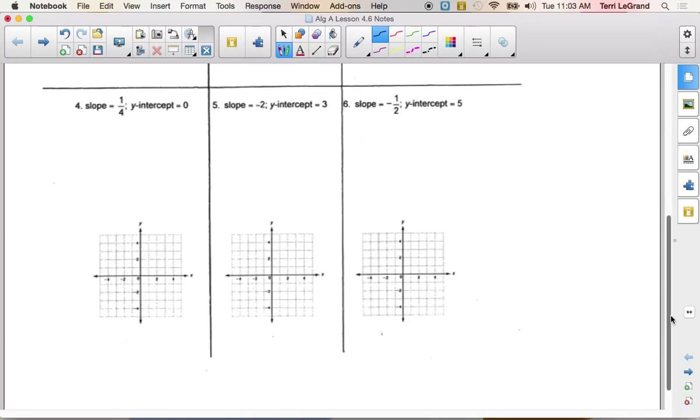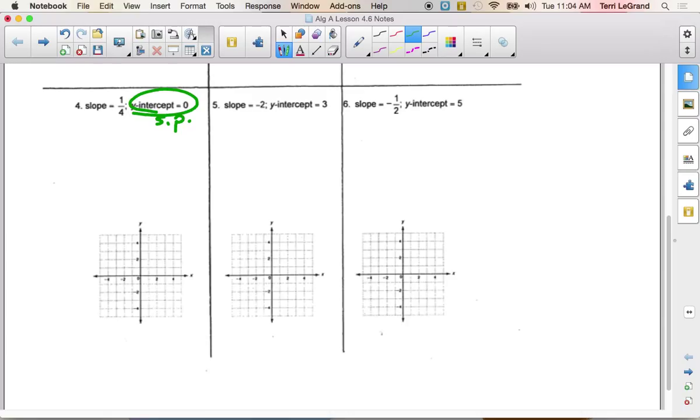So let's go on to number 4. So what's the starting point, Riley? 0. Okay, so let's circle that on here. And let's put that our starting point is 0. So what does that mean? Before we even do anything else, what are we going to do? Josh, what are we going to do? Now that we've identified the starting point, what are we going to do? Yeah, we're going to put it on the graph, right?